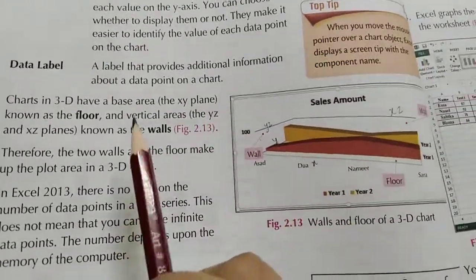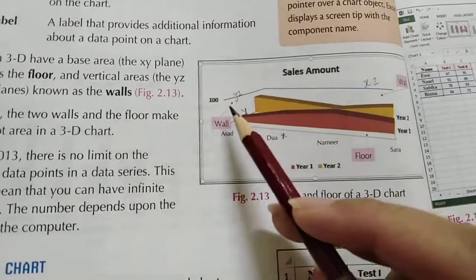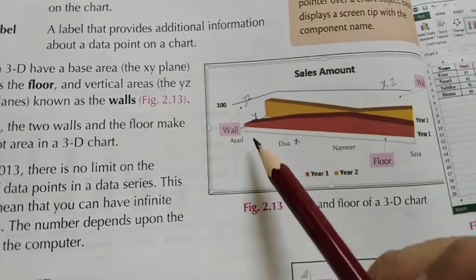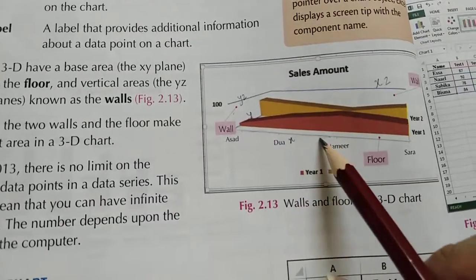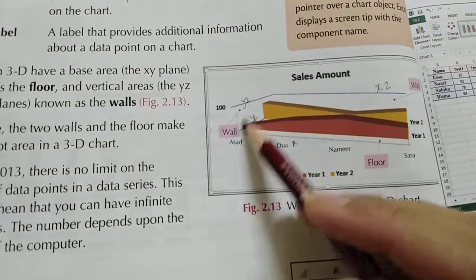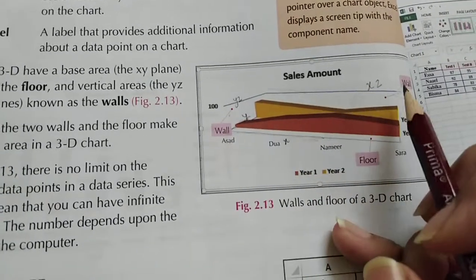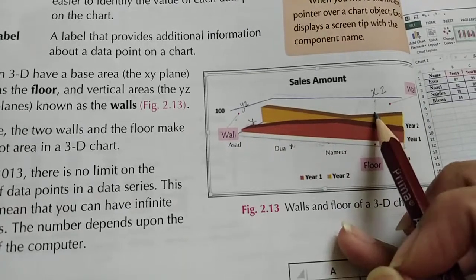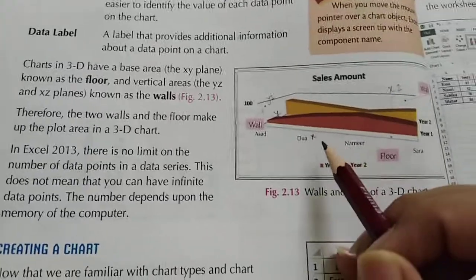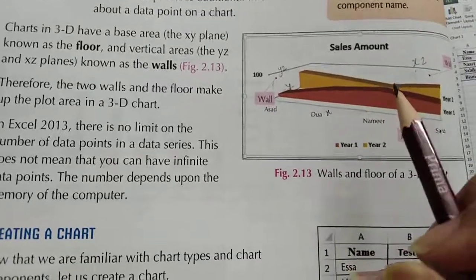If you have any issue, just ask me. So in the 3D chart there are the walls and the floor, meaning you can have 3D axes here. For example, this is the x plane, this is your y plane, and this is called the yz, and here is called the xz. These are called the walls of your chart, and this is called the floor of your chart. It displays the data similar to the area chart, but in a 3D shape.